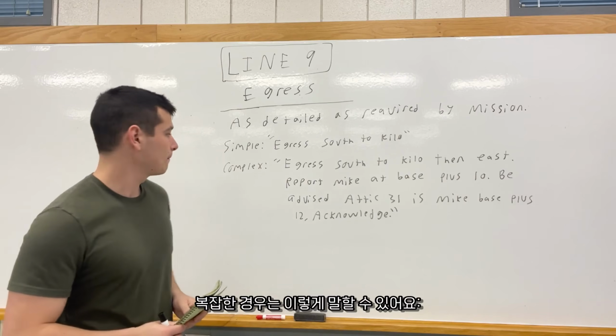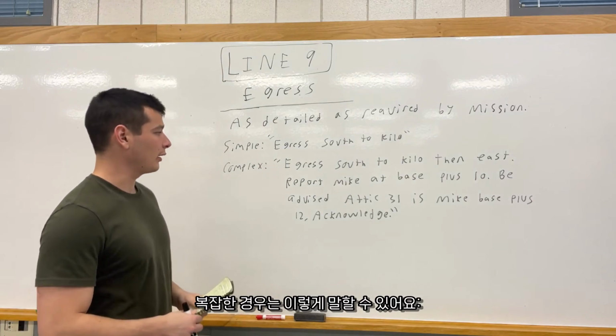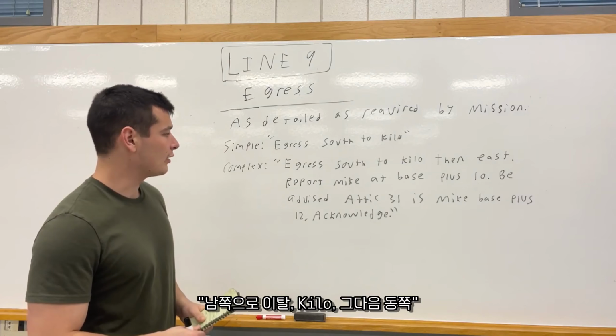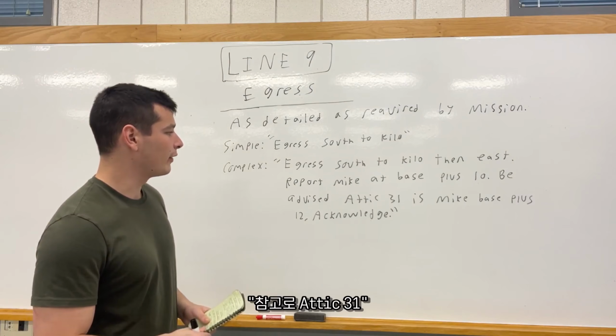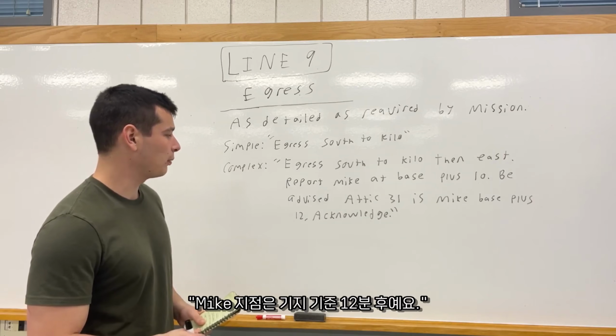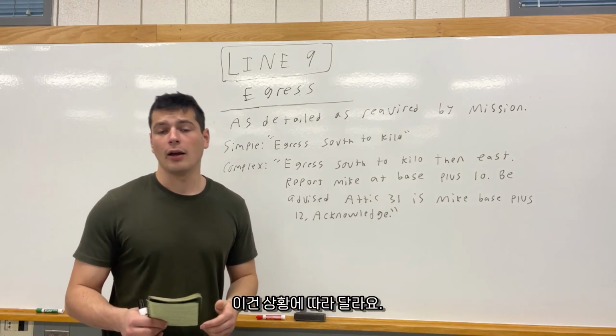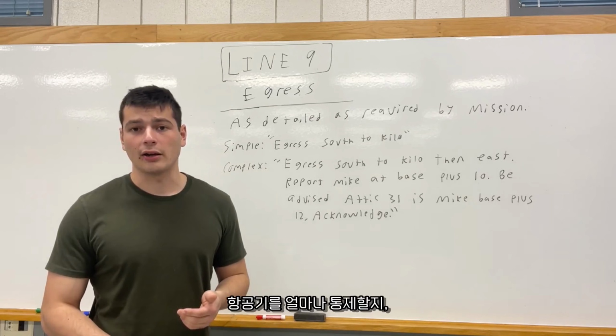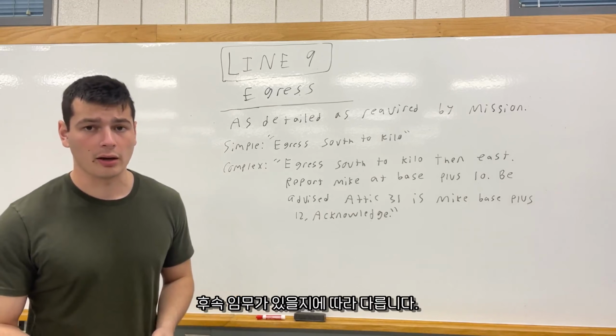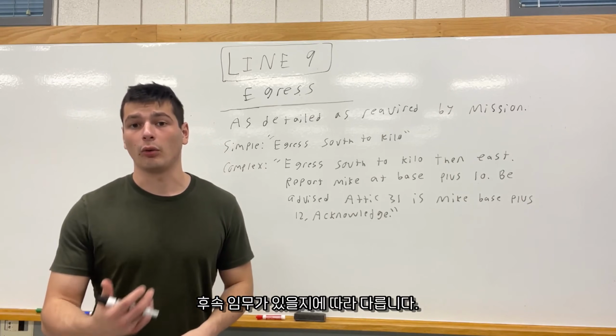That's it, easy day. A complex one would sound like egress south to Kilo, then east. Report Mike at base plus 10, be advised attic 3-1 is Mike base plus 12, acknowledge. Again, this all depends on the situation and how controlling you want to be of the aircraft and whether you want them to do any follow-on missions.